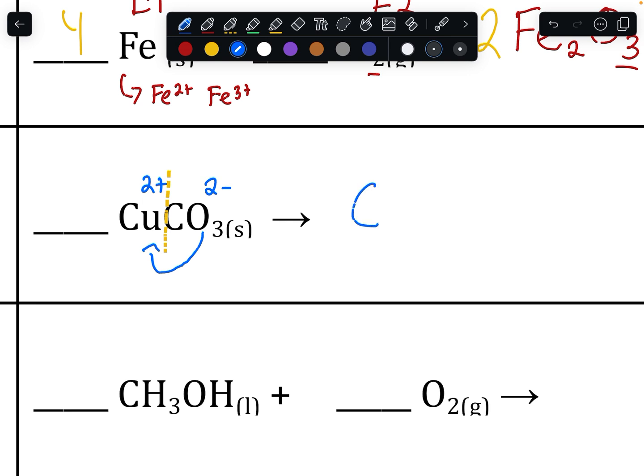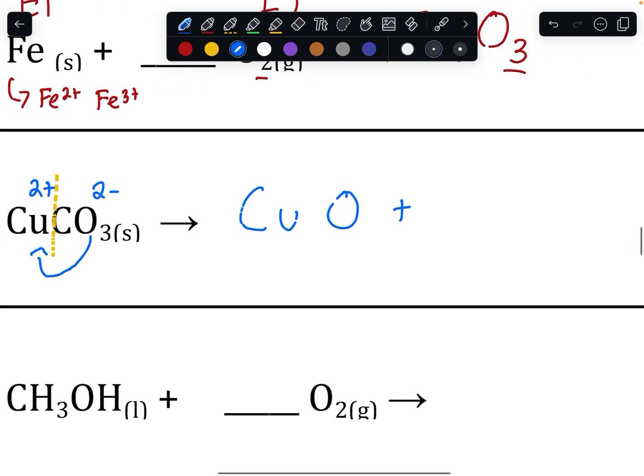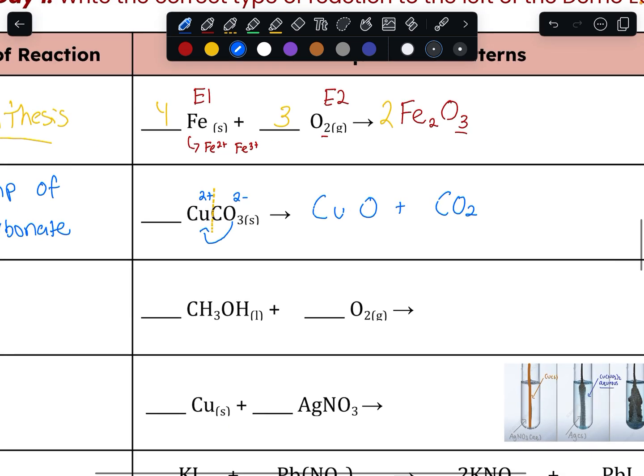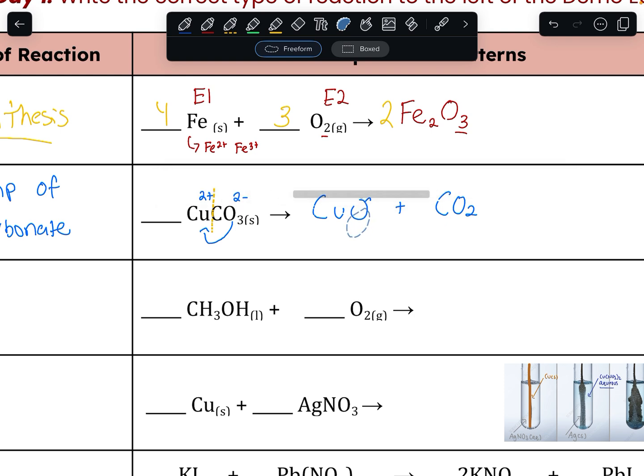So if it's copper 2, that's a 2+ charge, it's going to pair up with 1 oxygen. Then we're going to add whatever gas we create. So if we took 1 oxygen away from CO3, that means that we're ending with a CO2. All right? So this was our decomp of a carbonate. First things first, look at the pattern. Second thing, go ahead and predict those products.